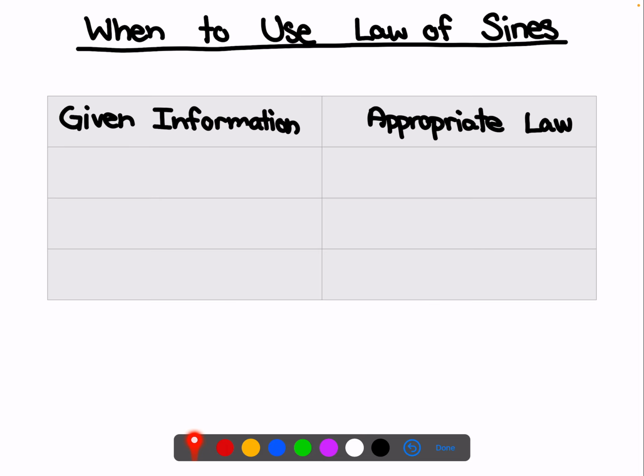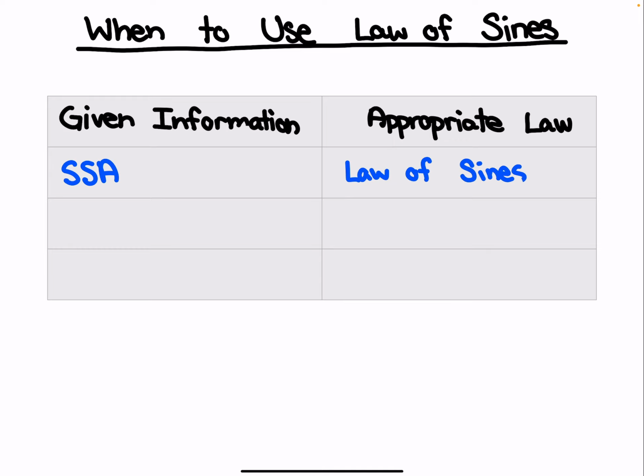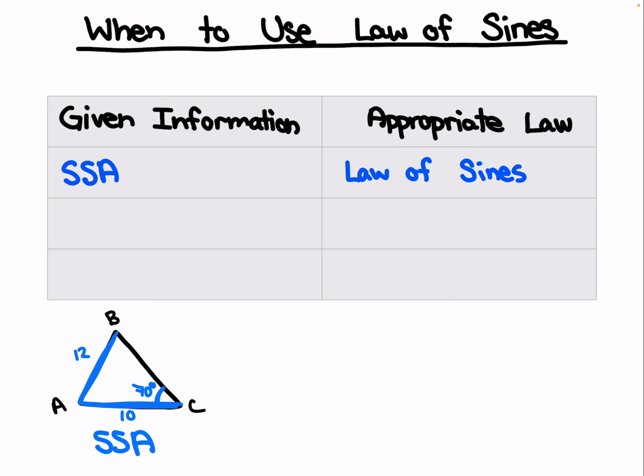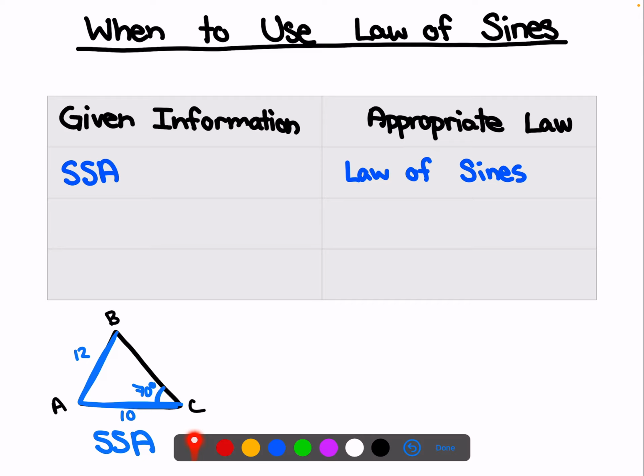So, when to use law of sines? There are 3 instances. The first one is when we have 2 sides and a non-included angle. Again, included means that it is in between. Non-included means that it is not in between the other 2 pieces of the triangle. So if we have 2 sides and a non-included angle, we use law of sines. For instance, we have an example right over here. I have side lengths AB and AC, and then I also have angle C. Angle C is not included because it is not in between the 2 side lengths. So this is a non-included angle.